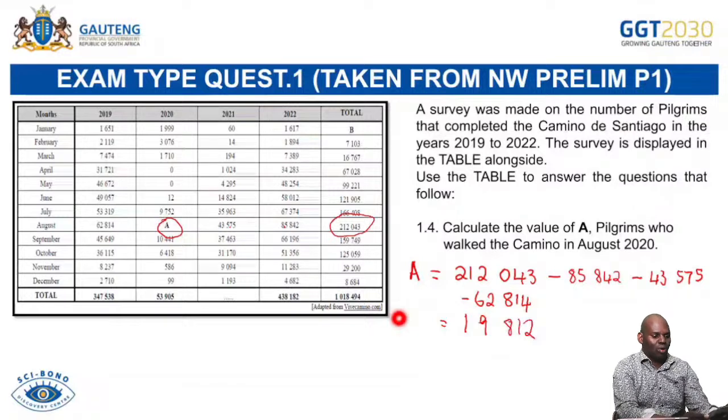Okay, so that is how I go: 212,043 minus 85,842, and then minus 43,575, and then minus 62,814, and then my answer is 19,812. Easy marks. Okay, you are welcome to do it the other way, but at the end you still get the same answer.